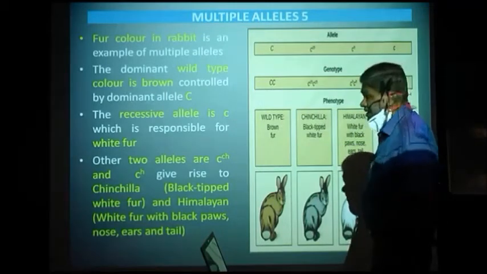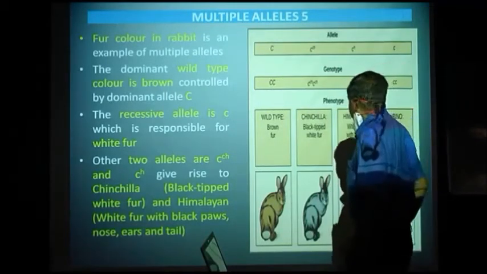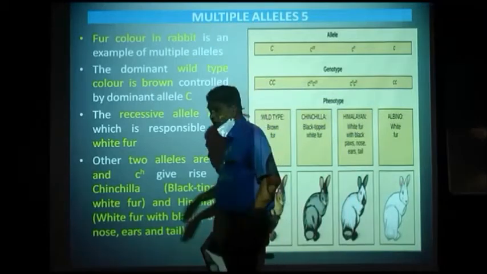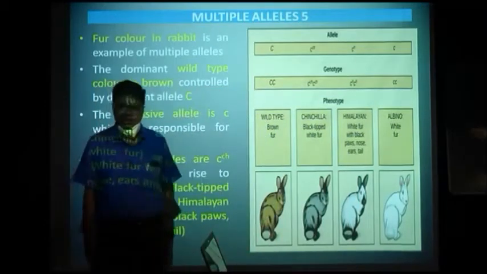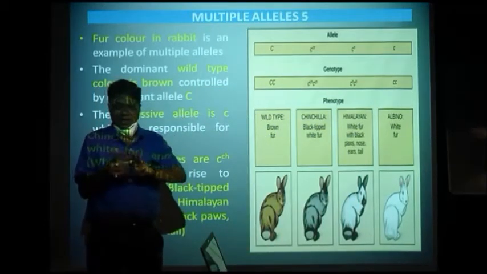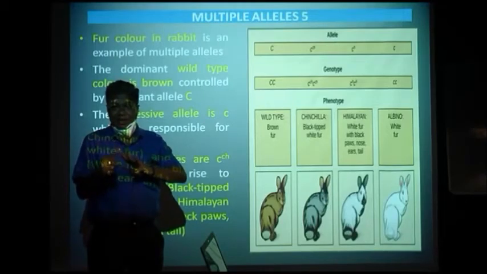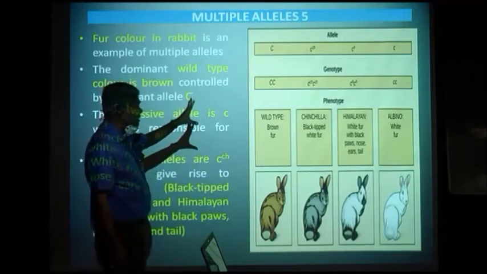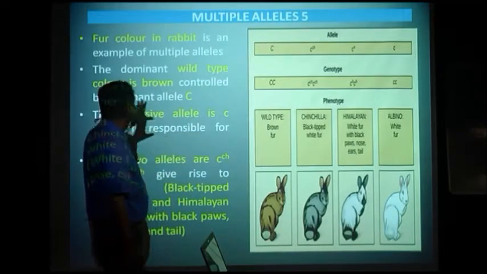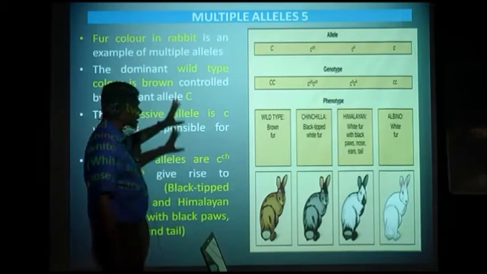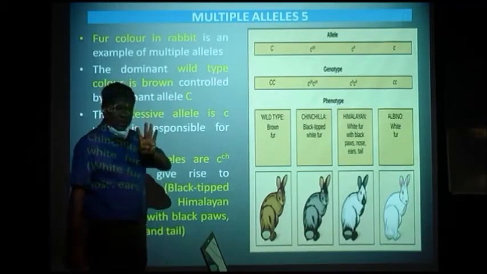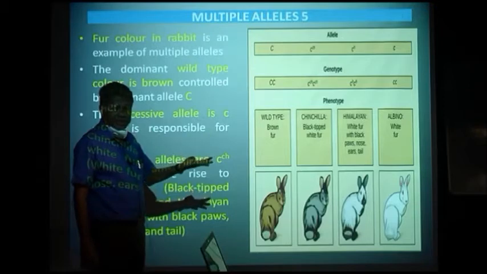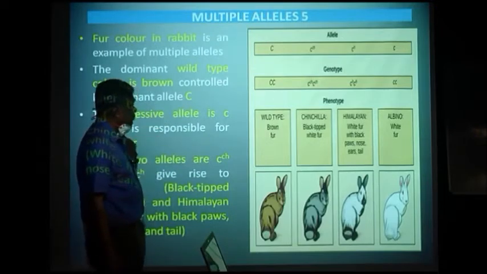Now another example of multiple alleles is here in blood group. How many alleles are there? There are three: capital IA, capital IB, and small i. But a similar condition is seen in fur color in rabbit, where there are 4 alleles. In blood group there are 3 alleles. Here there are 4 alleles.